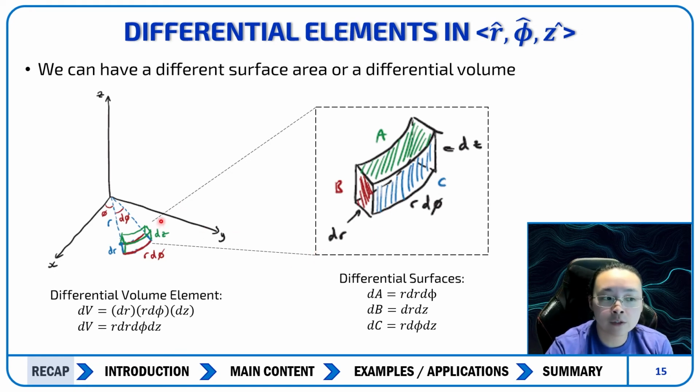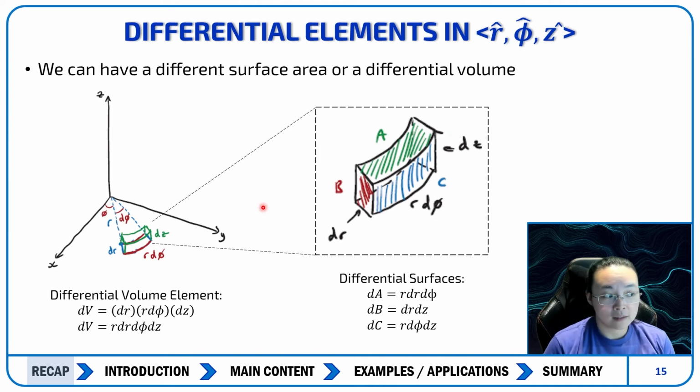For a differential volume element, if you take a look here, I still have my dr in blue. I still have my arc length, r d phi in red. But now I have a height element, so I have to introduce a dz. So the differential volume element for cylindrical coordinates is simply dr times r d phi times dz, and we can combine that to r dr d phi dz. If you're ever integrating across a differential volume element and you've picked the cylindrical coordinate system, just use this. You don't have to derive it from scratch.